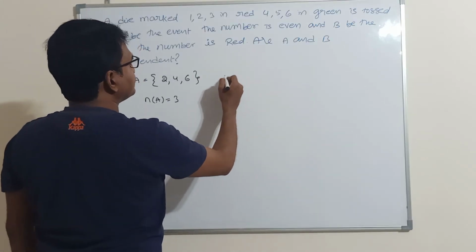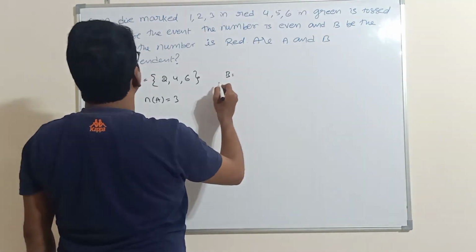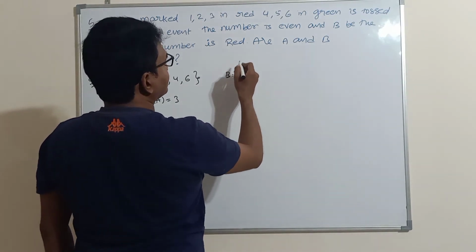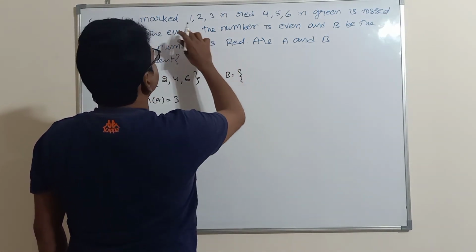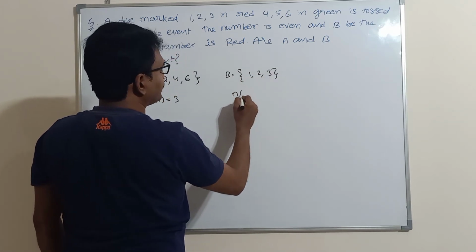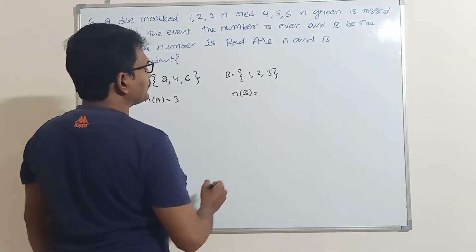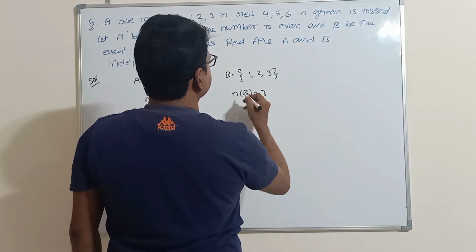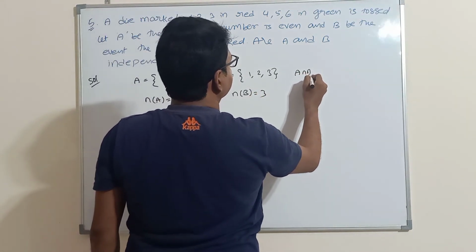Next, B. B is the event that the number is red. The number is red means 1, 2, 3. So the number of sample points is 3. Next, what is A intersection B?